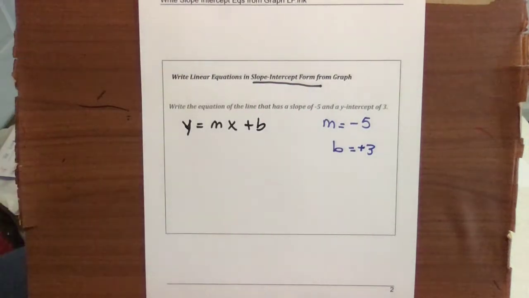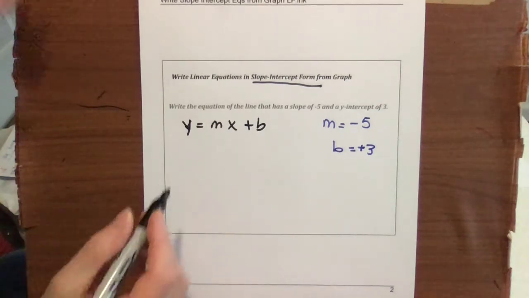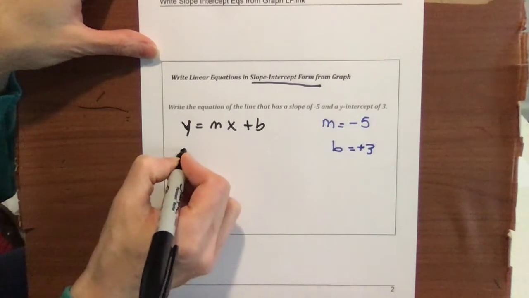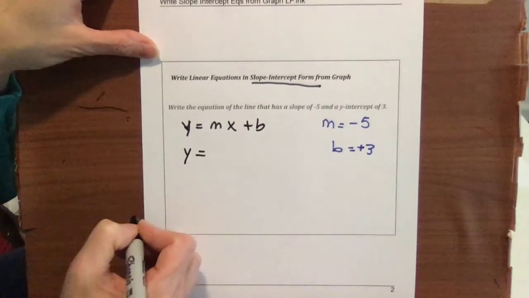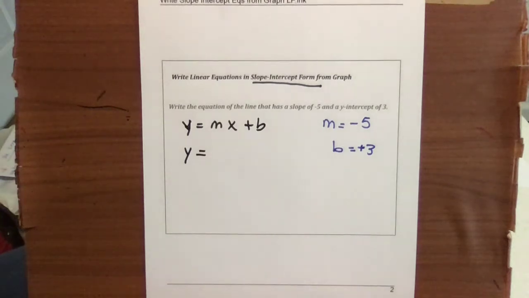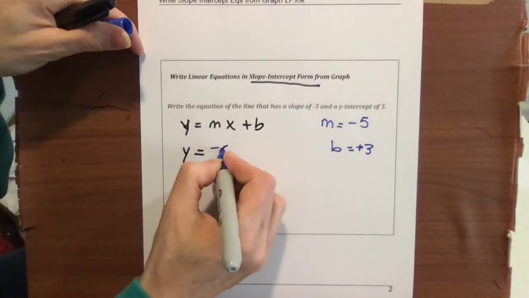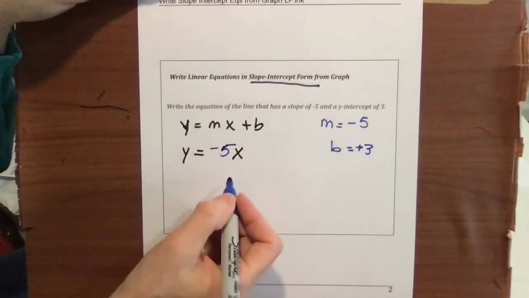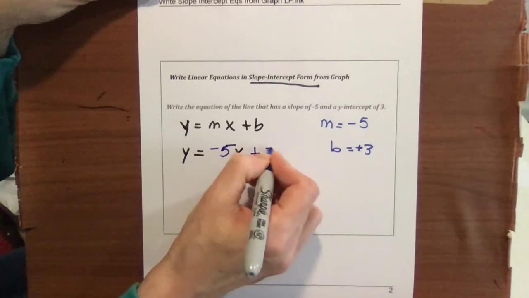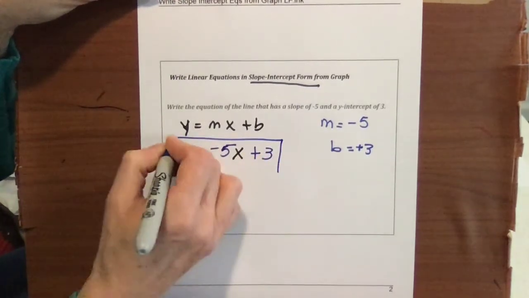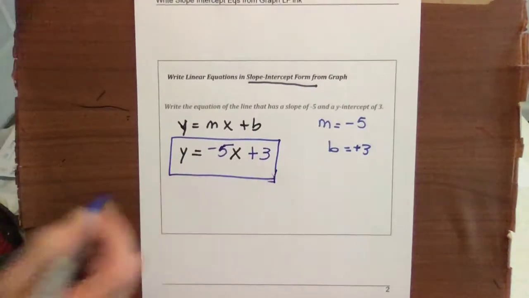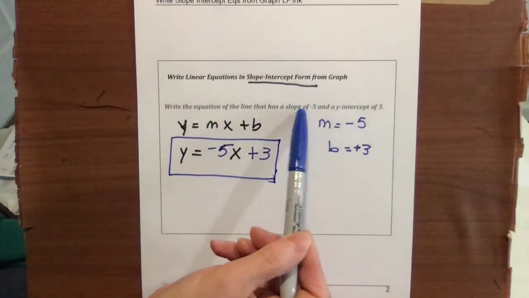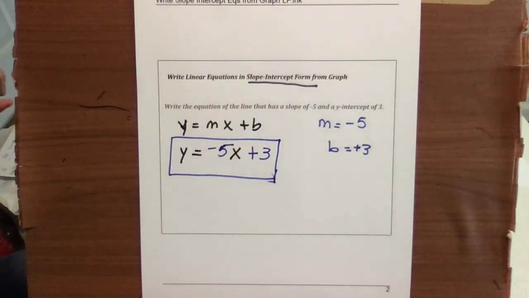And now we literally plug in. The only thing that is never ever affected is the x and the y. They're always going to be in the equation. So y will always appear, equals will always appear. We will now substitute in a -5 for the slope. The x will always appear. And then we're going to substitute in the b, and it's +3. And that is our equation written in slope-intercept form from a simple word problem where they give us the slope and they give us the y-intercept.